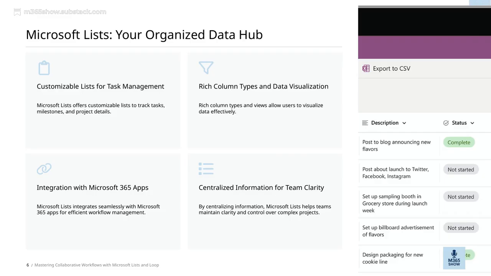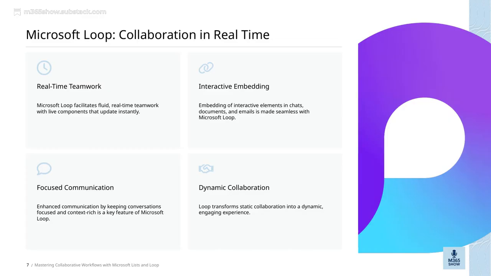aspect of our work. Altogether, these features highlight how Microsoft Lists, combined with Loop, empower us to work collaboratively with clarity and control. Now, let's look at how Microsoft Loop takes collaborative workflows to the next level. Loop transforms what used to be static, one-and-done collaboration into a dynamic and engaging experience. It makes working together feel more natural and fluid.